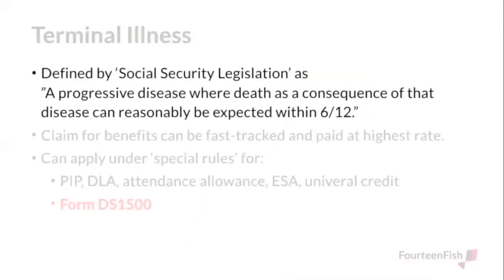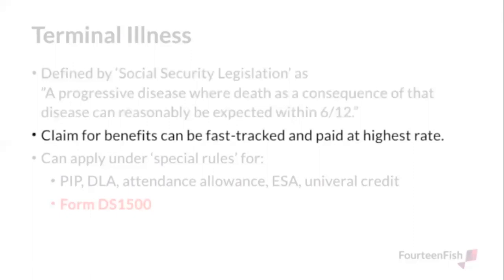In terms of terminal illness, which is defined by the Social Security legislation as a progressive disease where death as a consequence of that disease can reasonably be expected within 6 months, claims for benefits can be fast-tracked and paid at the highest rate.